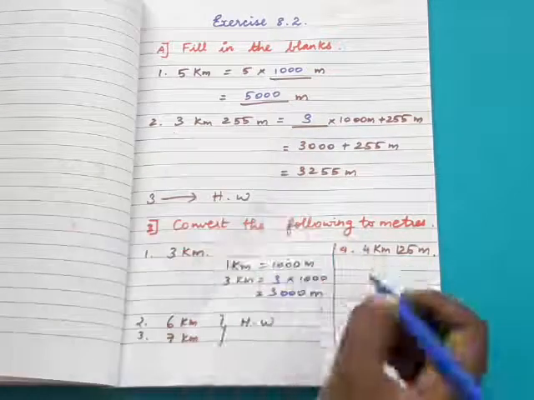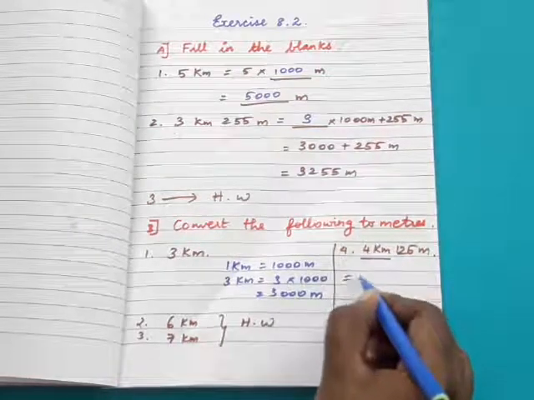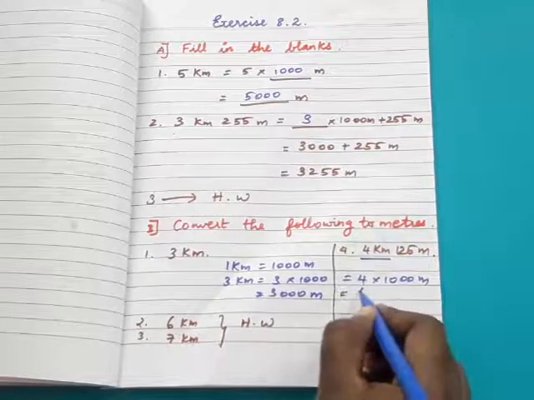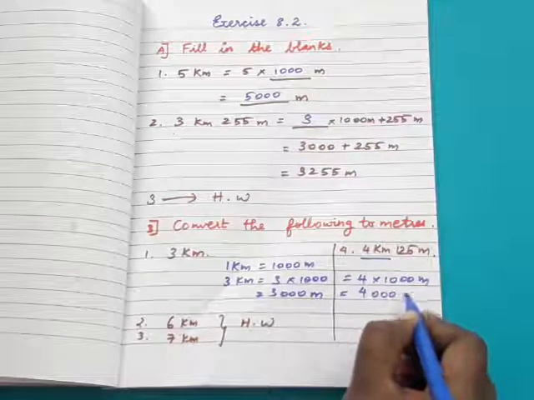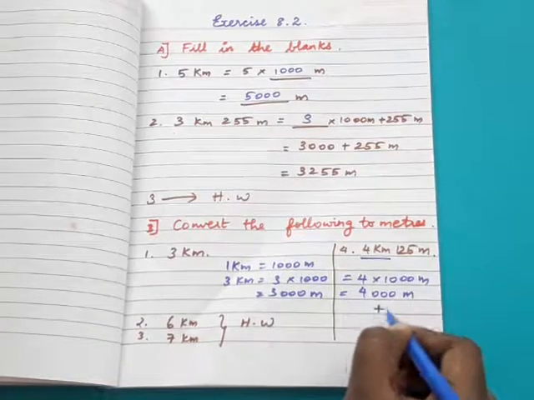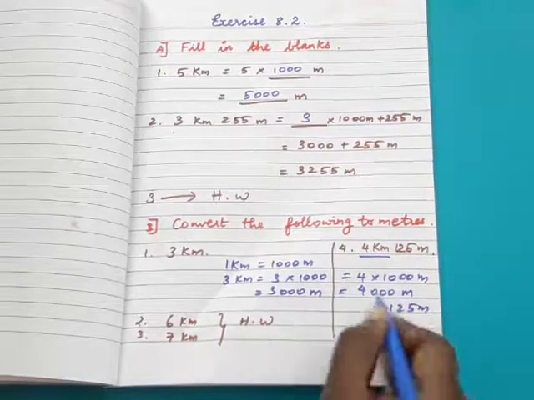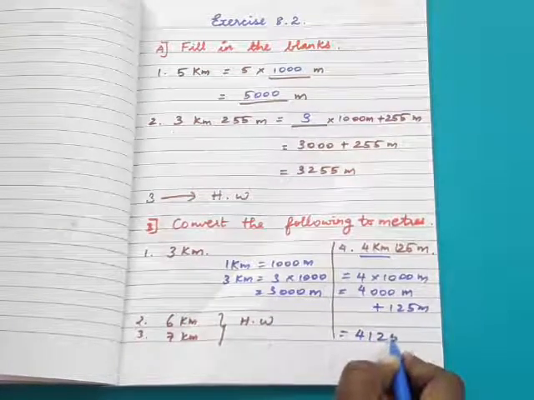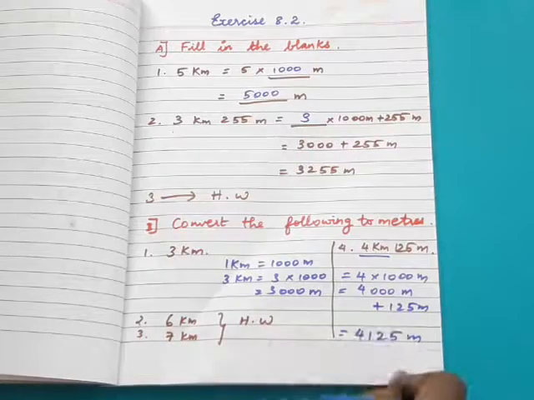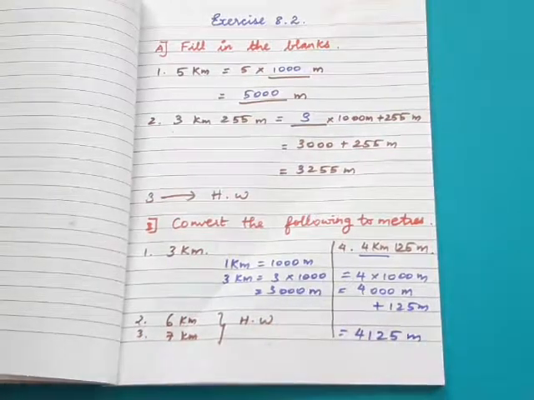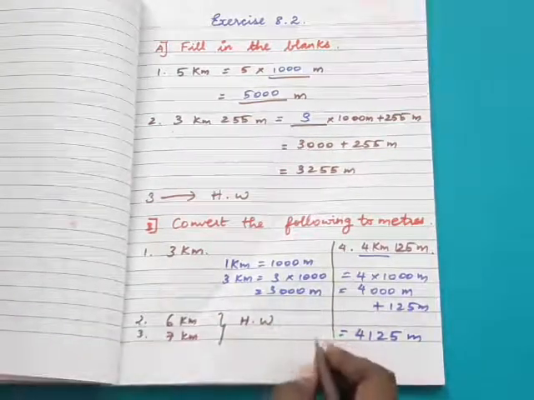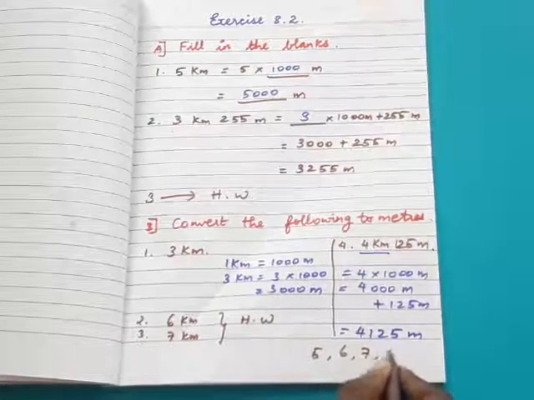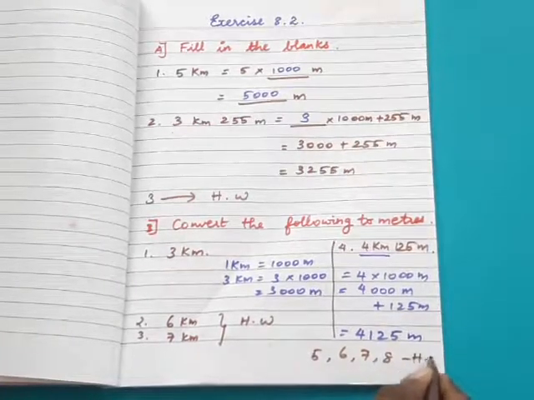Simple formula. First you are going to use this 4 kilometer. 4 into 1000 meter. So it is 4000 meter. Then plus 125 meter, you are going to add with this. If you are adding, you will get 4125 meters. Using this example, you are going to do the remaining sums also as your homework. What are the sums you are going to do? 5, 6, 7, 8. All the sums are your homework.